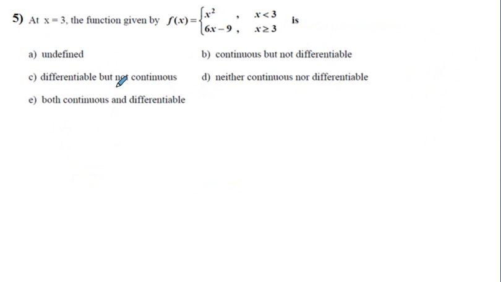5. At x equals 3, the function given by f(x) equals this piecewise function, x squared when x is less than 3, and 6x minus 9 when x is greater than or equal to 3 is, and we have these different combinations of continuous and differentiable. Well, we do have an equal sign here, greater than or equal to, so we know that the function is going to have to be defined.